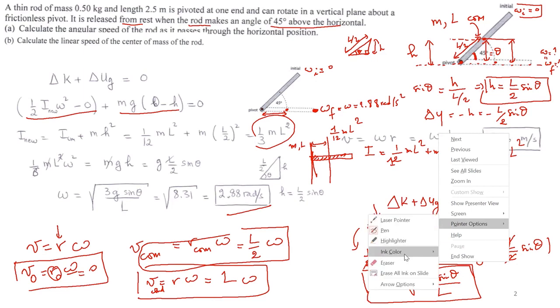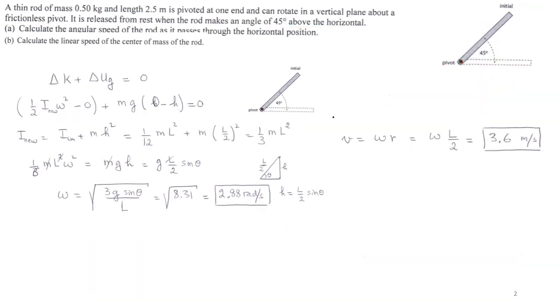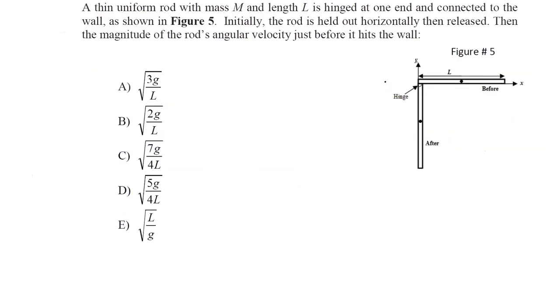Remove this. Okay, you have omega multiplied by L divided by 2. So this is the R, which is L divided by 2. So you get 3.6 meters per second. That's a linear speed. Okay, now let's go to the next problem here, which is pretty much the same. Okay, I did exactly the same thing.